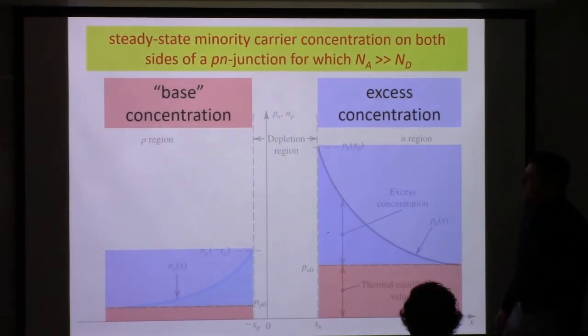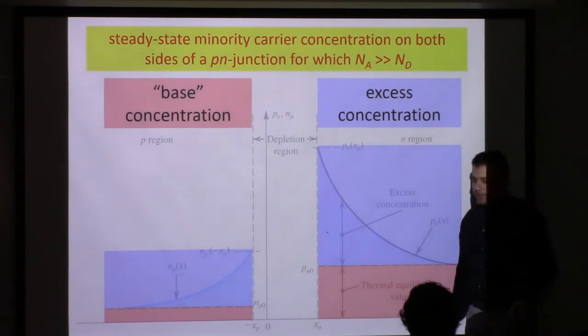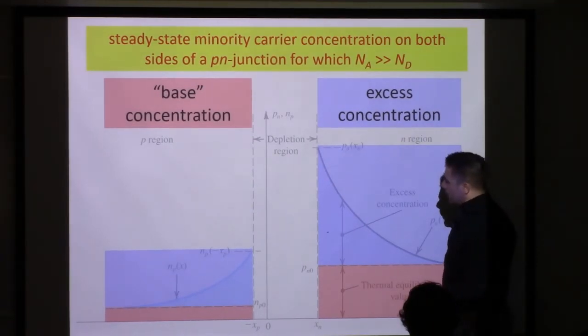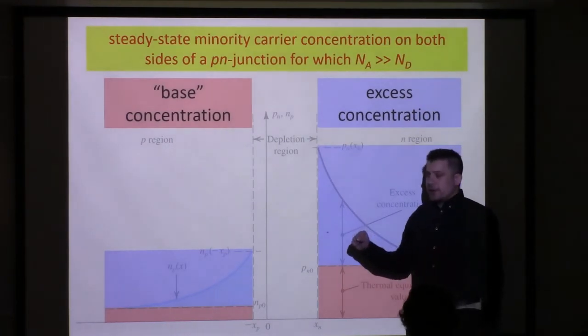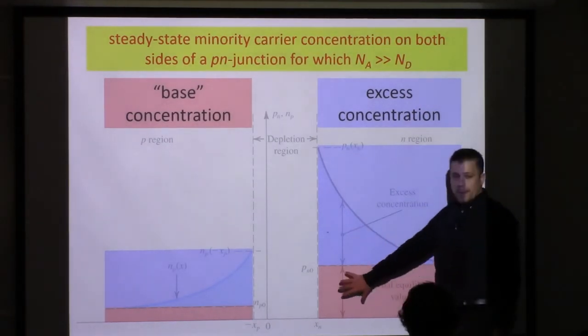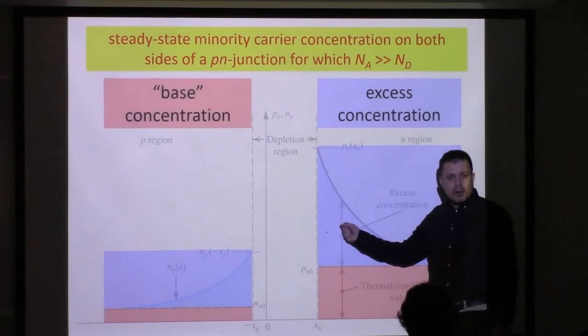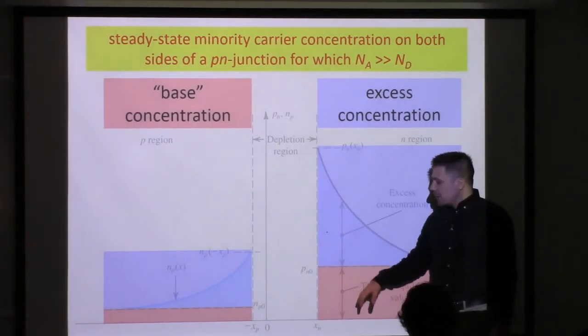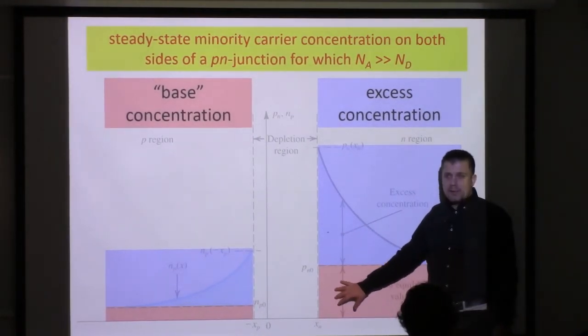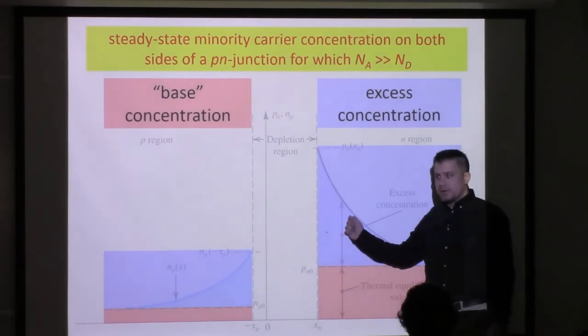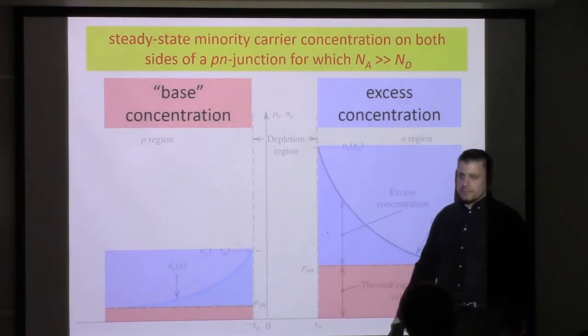So you'll see in the math that we're going to go back to 2 slides earlier, we are going to divvy up the minority charge carrier concentration into 2 pieces. We're going to call it the base concentration, and we're going to call it the excess concentration. And the reason why we're going to do that is because we're going to end up taking a derivative, and the derivative of this part is 0, whereas the derivative of this part is going to be not 0.